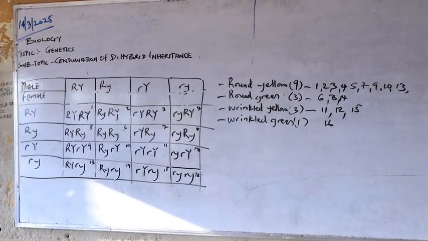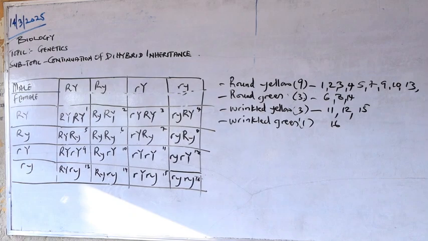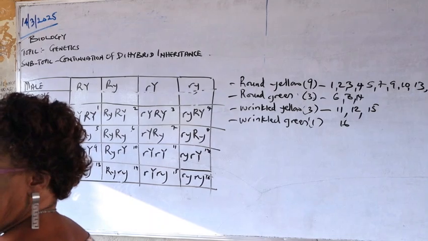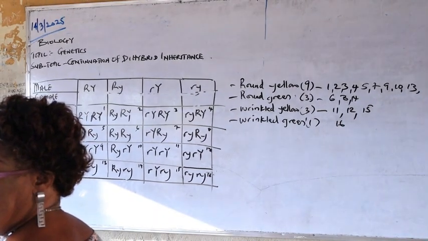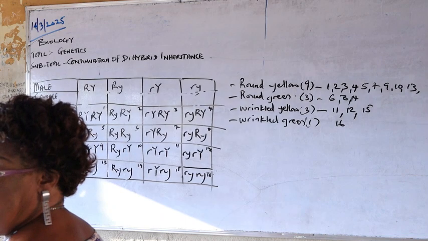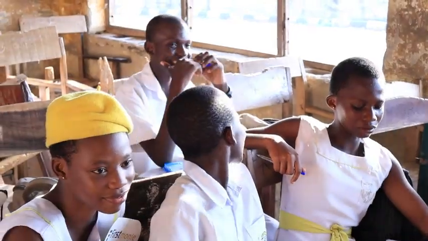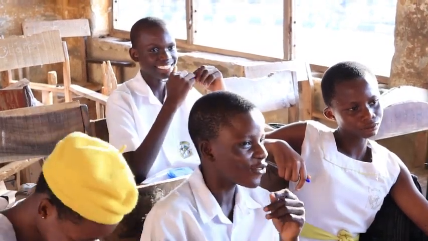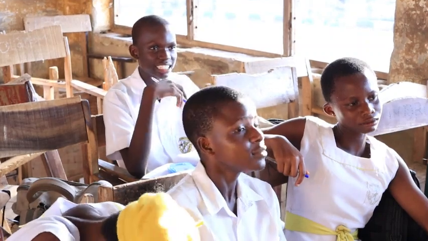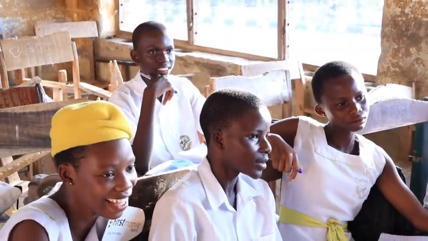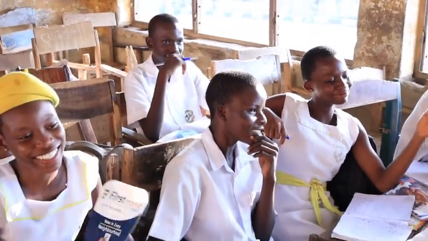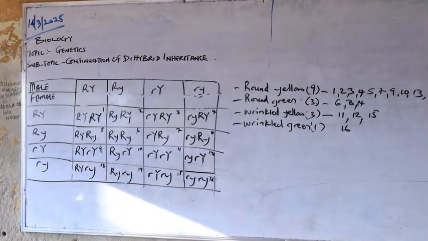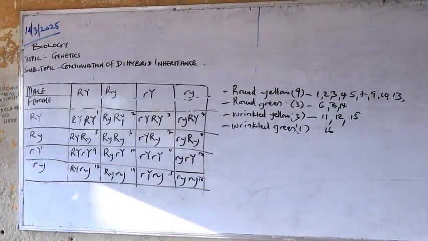What is what? 8. Wrinkled yellow, wrinkled green, and round green. And homozygotes. Are you saying it's 8 and 14? Yes. What is correct? Yes.